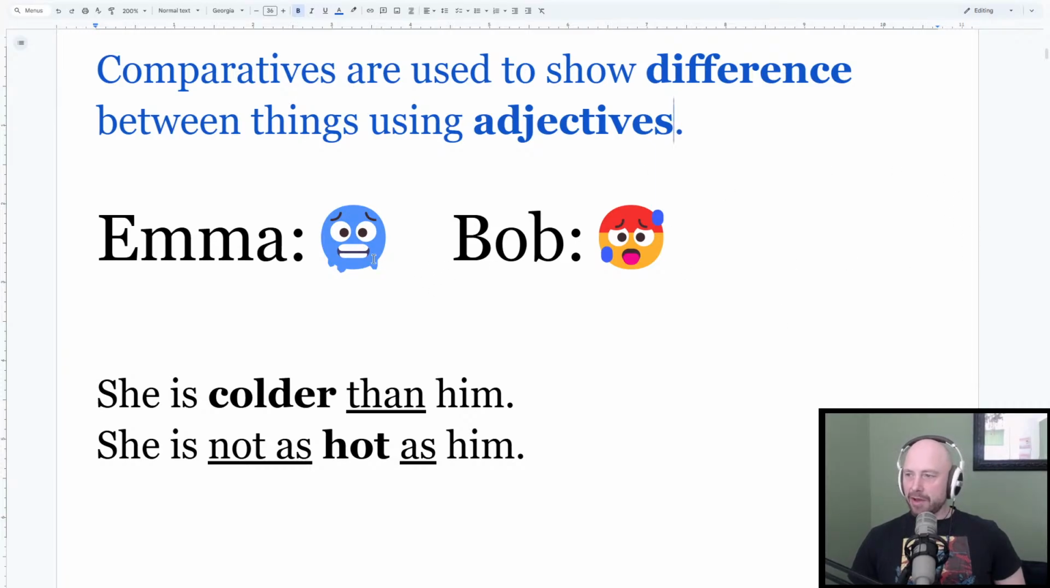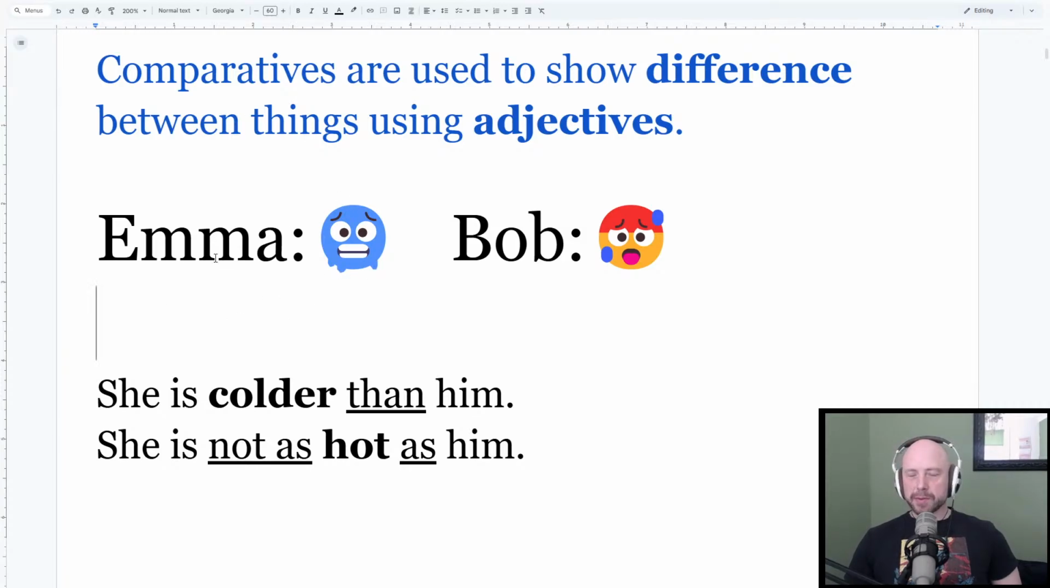As we can see here, Emma, and then we can see here Bob. And we can say some things about Bob and Emma. We can say that she is colder than him. And we can say she is not as hot as him. And you can see these words here in bold. These are actually adjectives. This is an adjective, hot, and this is an adjective, colder. It's the comparative form of the adjective. And that's really what we're focusing on today.